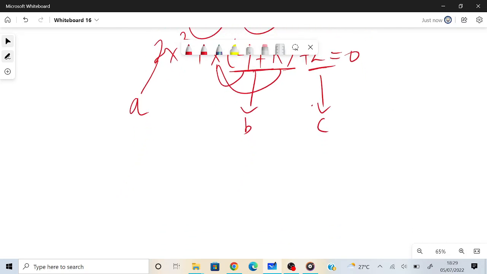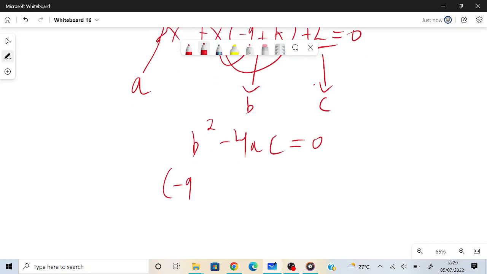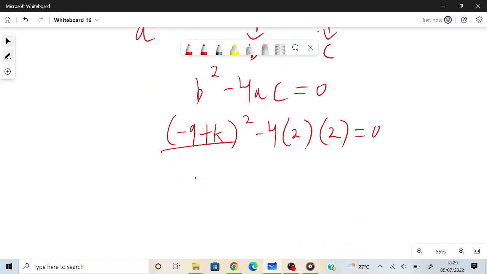So again, using our discriminant, that's b squared minus 4ac, and in this case it's simply equal to 0 because it said in the question it's a tangent. So our b is minus 9 plus k, so minus 9 plus k squared minus 4 into 2 because that's our a, and then into 2 again because that's our c, equal to 0. Expanding this, I'll just skip a step because the purpose of this video is discriminant and not expansion of brackets. Please, if you are uncomfortable in expanding brackets, do watch my video on expanding single, double and triple brackets.